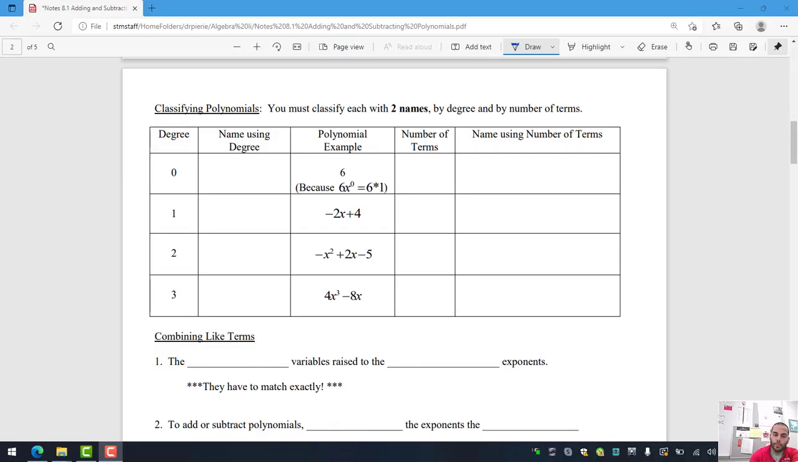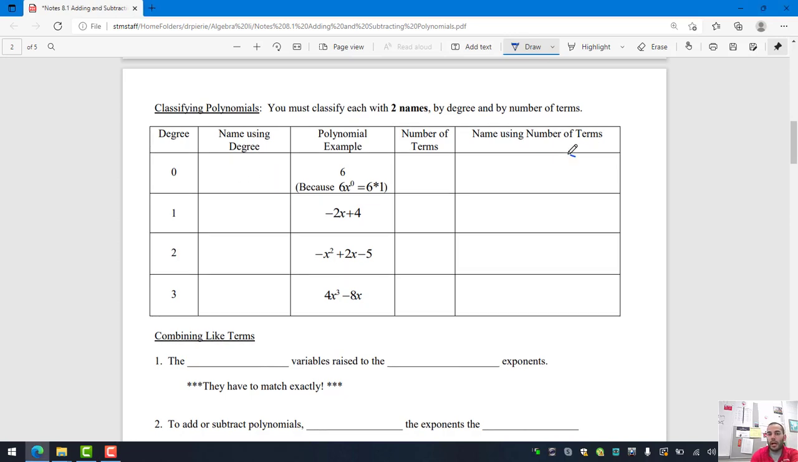All right, so pretty important stuff here. When we get into classifying polynomials, there's basically two main ways we could do it. We could classify the polynomial based on its degree, or we could also classify the polynomial based on the number of terms that we see.